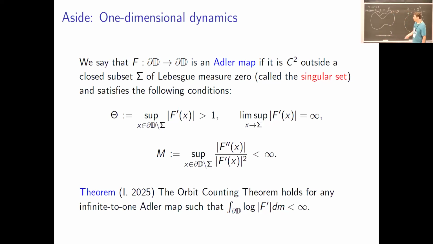But the theorem says that the orbit counting theorem holds for any infinite-to-one Adler map such that the Lyapunov exponent is finite. And this condition is absolutely necessary. So this is just for comparison purposes.